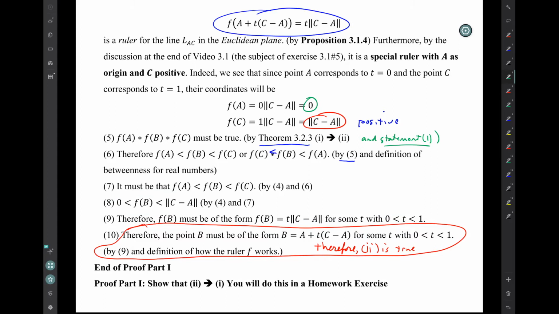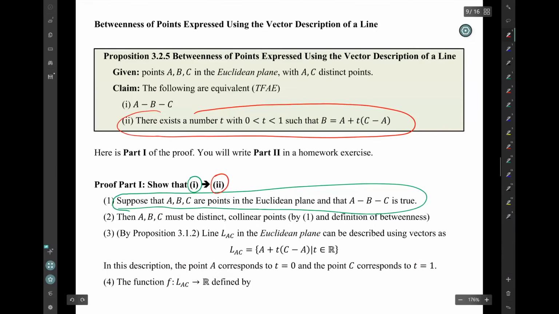So all of that is a ton of work, and we end up with the thing that we needed to end up with, that b is a point of this form. So that's the end of proof part 1. In proof part 1, we show that if 1 is true, then 2 is true. And as I said, you'll do proof part 2 in a homework exercise.